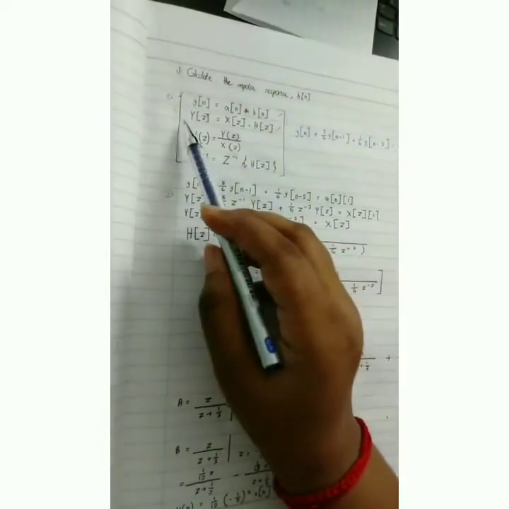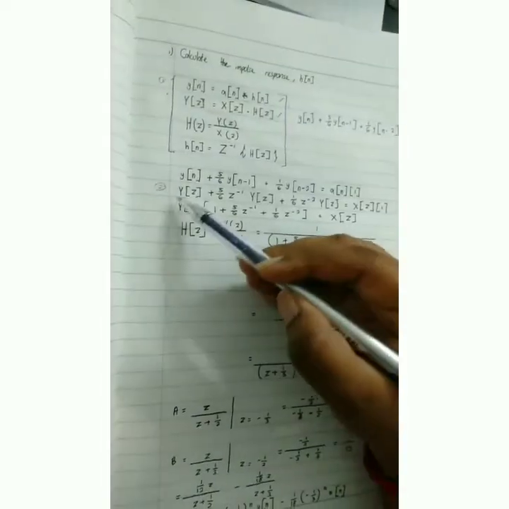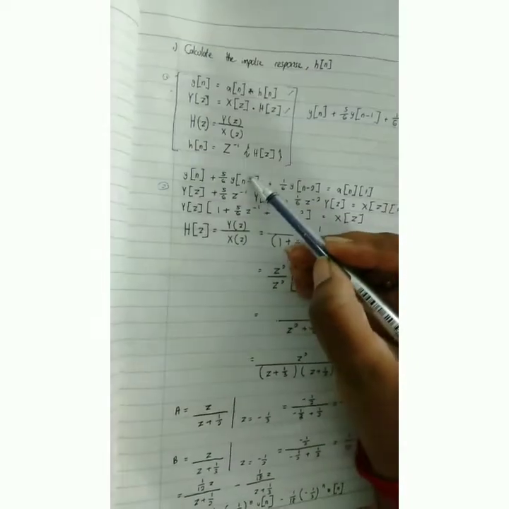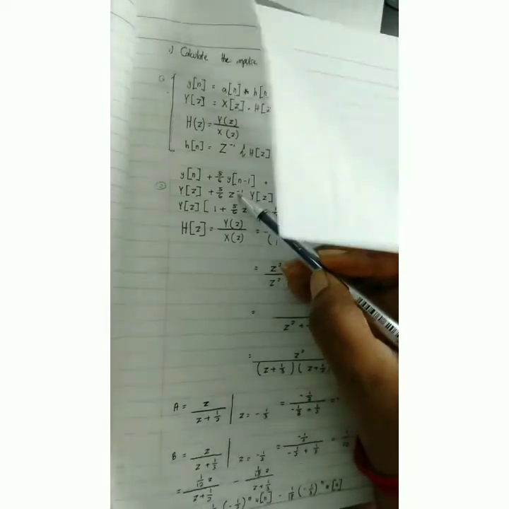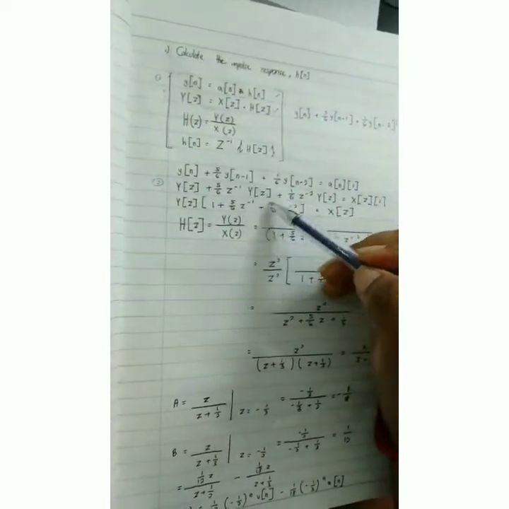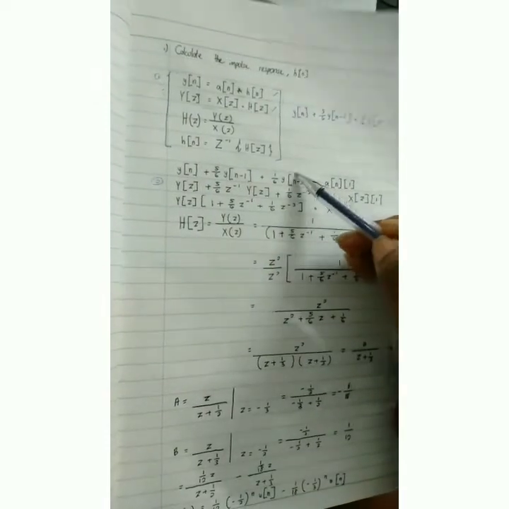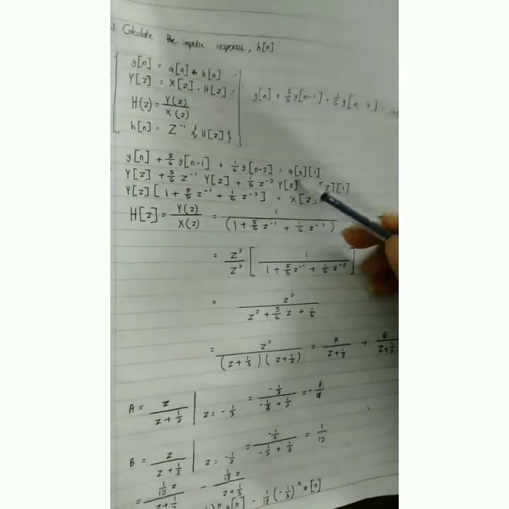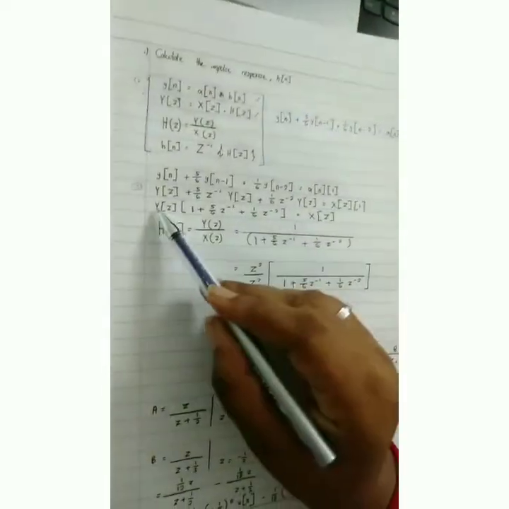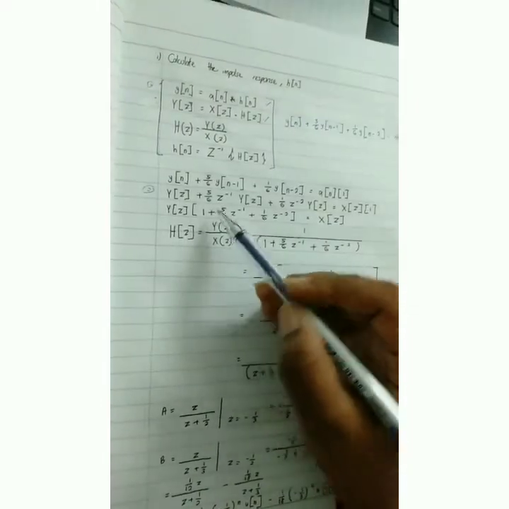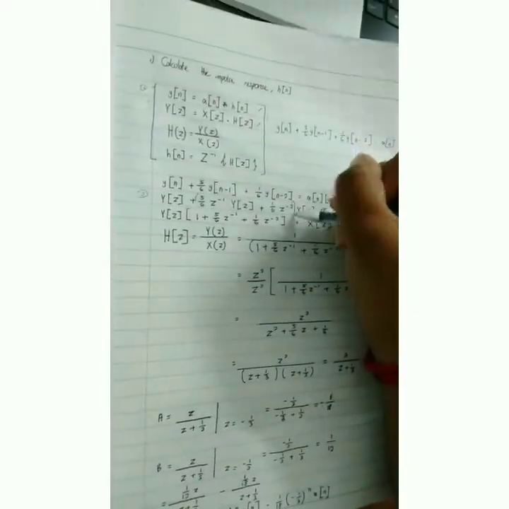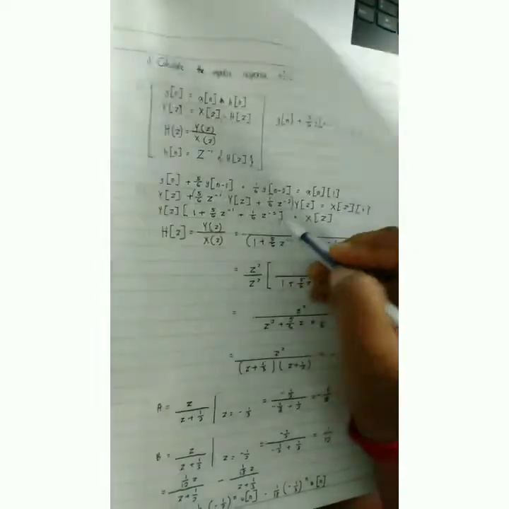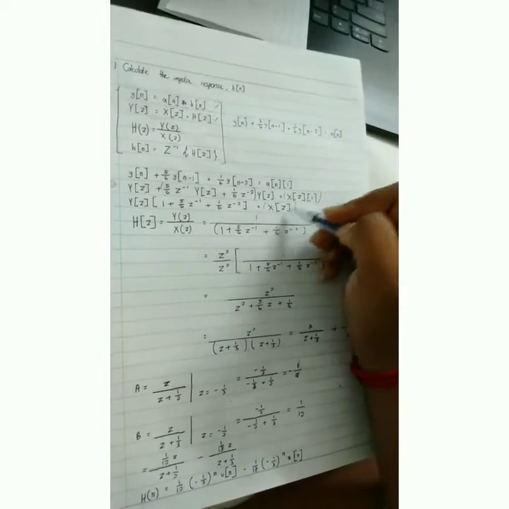The second step, we should write like this: Y(z) plus 5 over 6 z negative 1 Y(z) plus 1 over 6 z negative 2 Y(z) equal to X(z). Why negative 1? If here we have negative 1, we should write down the same thing here, negative 1. Here we have negative 2. Then, just copy down X(z). Next, Y(z) bracket 1 plus 5 over 6 z negative 1 plus 1 over 6 z negative 2 equal to X(z).